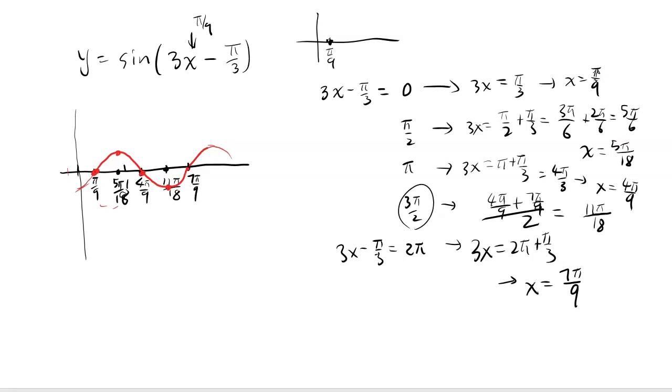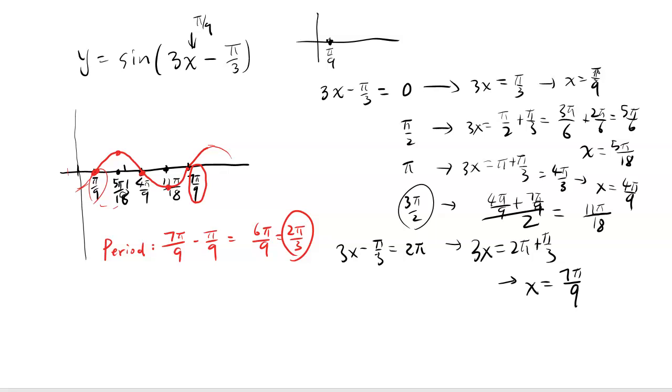Now, there is, however, another thing that you should be aware of, which is what is the actual period? Period is this ending point minus initial point, right? So you can do 7 pi over 9 minus pi over 9, which is 6 pi over 9. And you can simplify top and bottom by dividing by 3, so it's 2 pi over 3. That is the period. Okay.